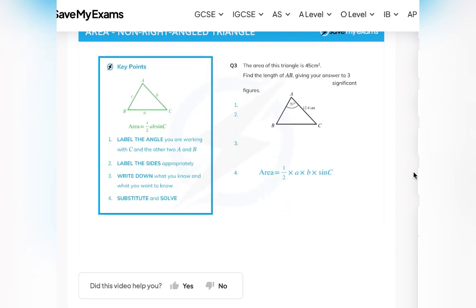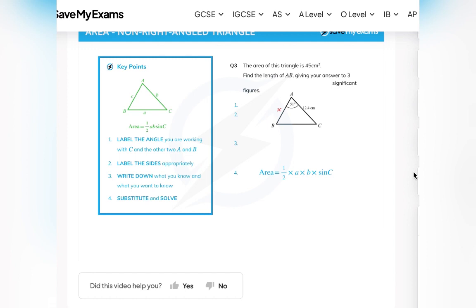And the third option really is here in question 3. This time we're asked to find a side. We're asked to find, in fact, the length of AB, and we're given the area and a side and an angle. So let's give the length of AB a name. Let's call it X, just so that we've got a name for it, and then let's do it as we normally do it.